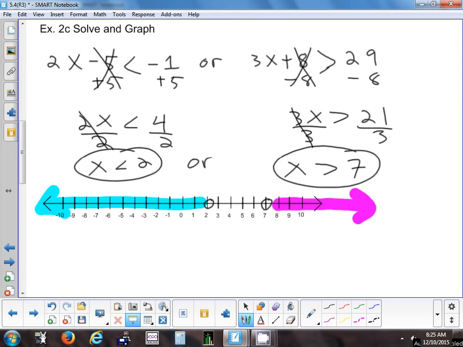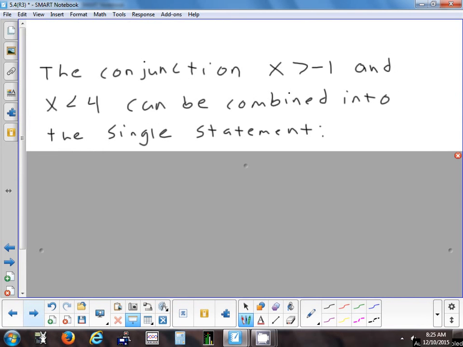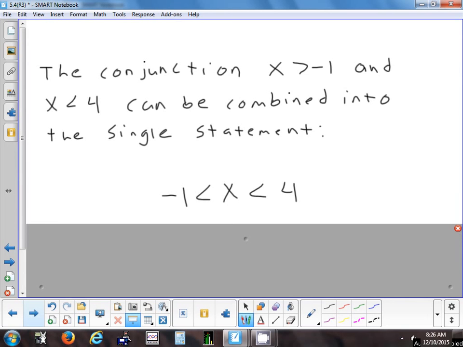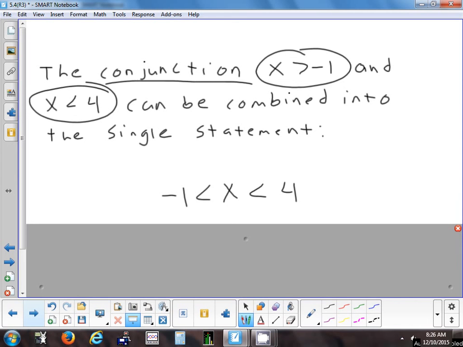When everything gets shaded in? All real numbers. Yeah, all real numbers. All right, so our last problem basically gave us a quick way to combine two separate inequalities that are conjunctions, that are the word and, into one statement.